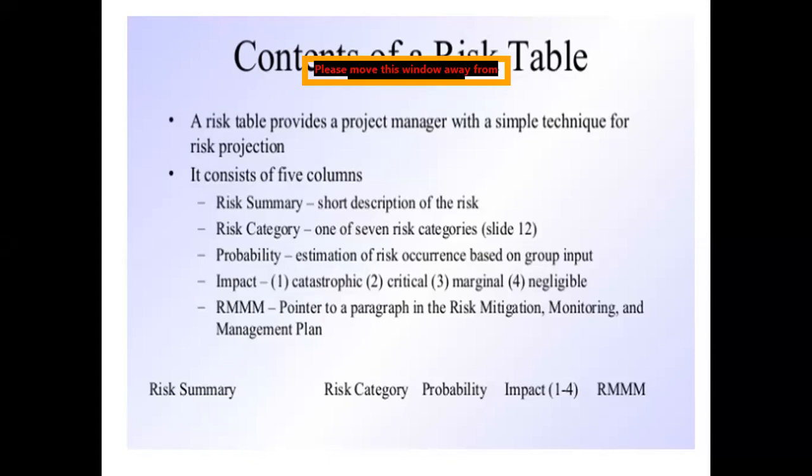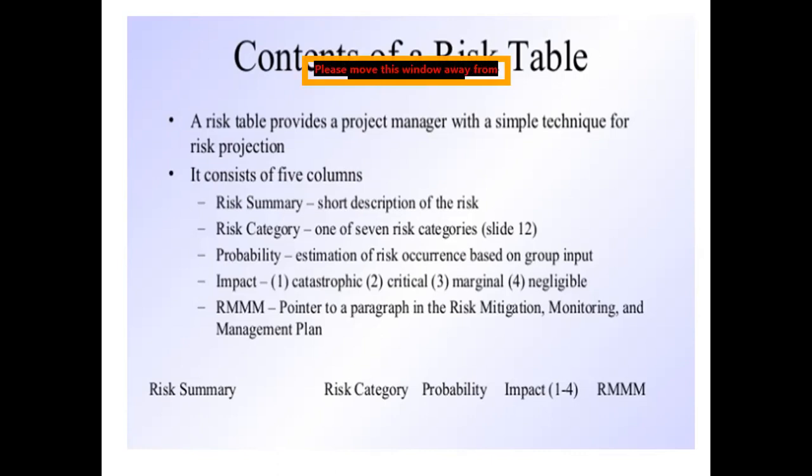Again, another column we can say is probability. So probability, what is this? Estimation of risk occurrence based on group input. Here we are applying some sort of input set, and then we are going to calculate various outcomes for that particular project, and then we are going to estimate the risk occurrence.